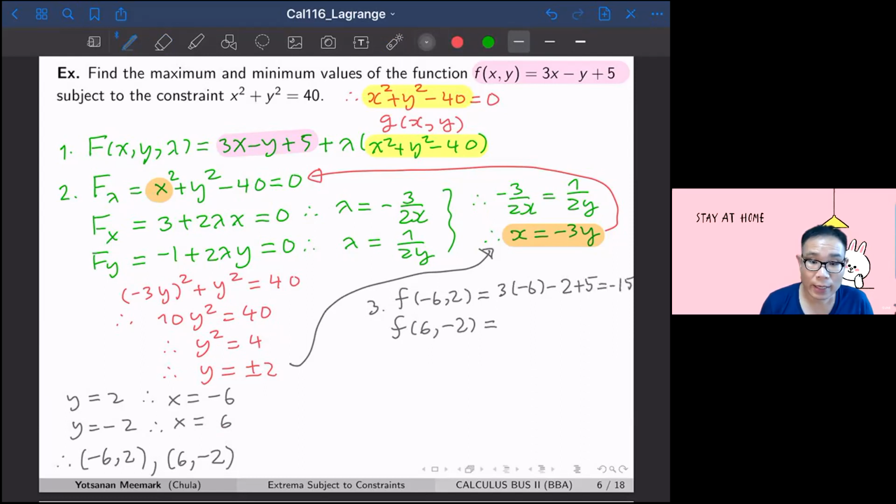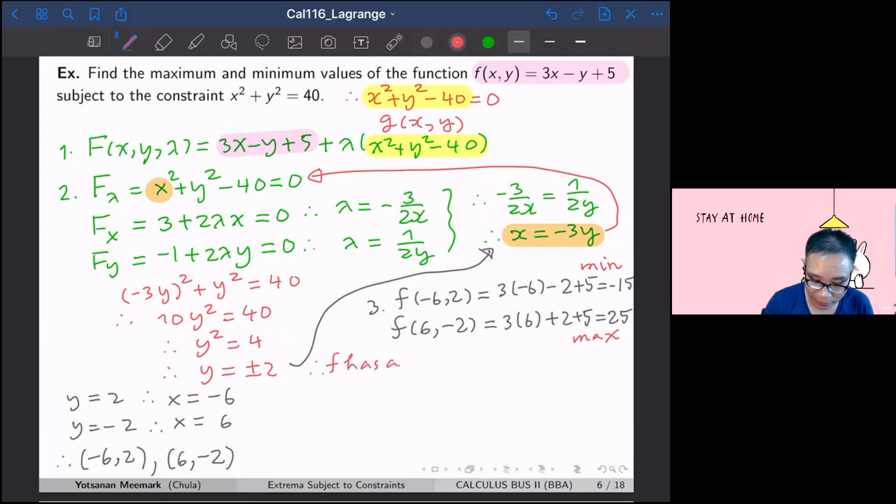Okay, and for the second one, you have 3 times 6 plus 2 plus 5, so you would get 25, okay? So you see that this one will be minimum, this one will be maximum, that allow you to compare them. So you get f is gonna be minimum at, okay, so let me conclude this one.